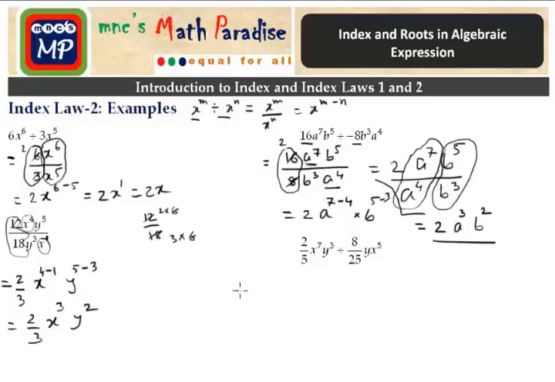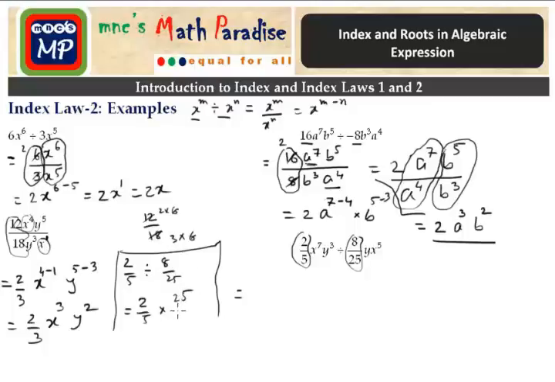Let us do this example. Here the value is 2 by 5 divided by 8 by 25. Let us calculate that part first. 2 by 5 divided by 8 by 25. If we convert this division into multiplication, the numerator and denominator swap each other, so it will be 25 by 8. 5 times 5 is 25, 2 times 4 is 8. So we get on the numerator only 5 and the denominator 4, so 5 divided by 4. This value part calculation gives us 5 divided by 4.